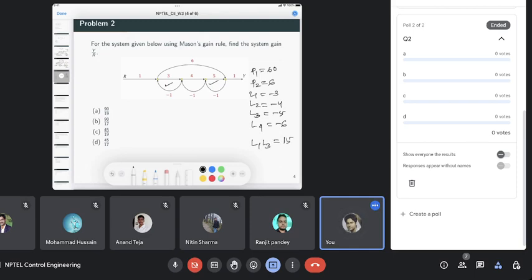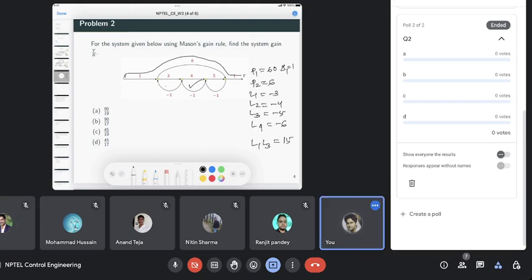Okay, then if you delete this forward path, you see that all these loops are touching this forward path, right? And so for this forward path, delta 1 will be 1, right? And for the other forward path, which loop is not touching that forward path? The -4 loop. Yeah, this loop is not touching.